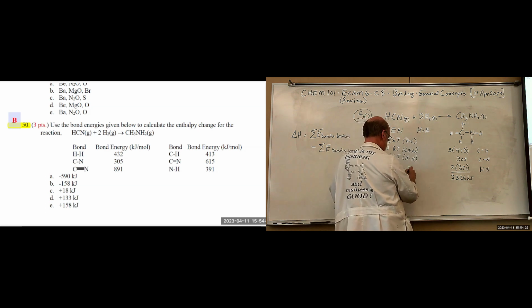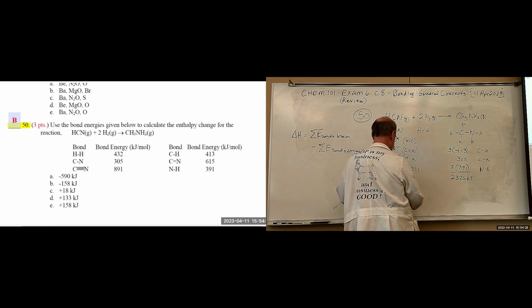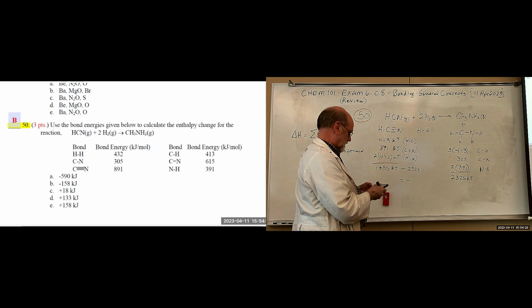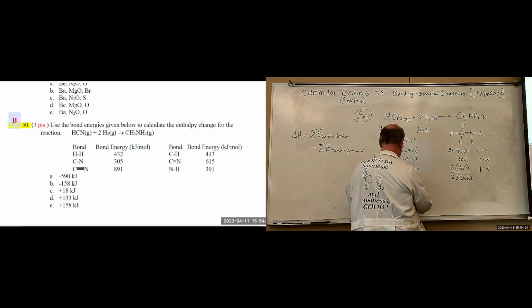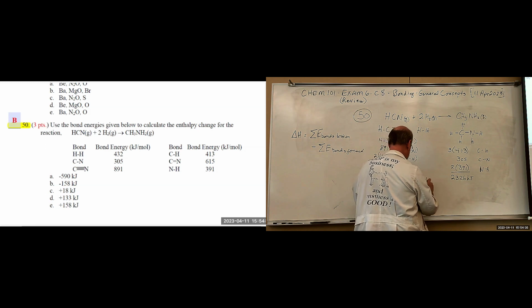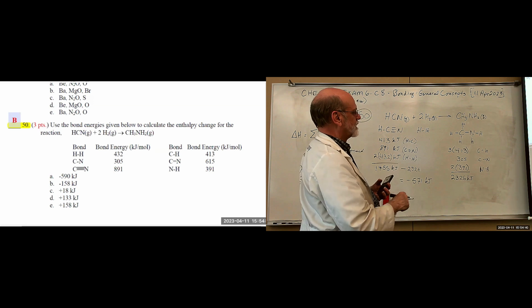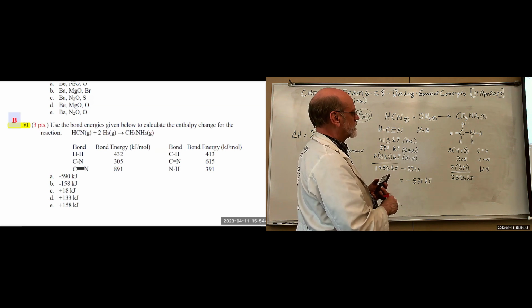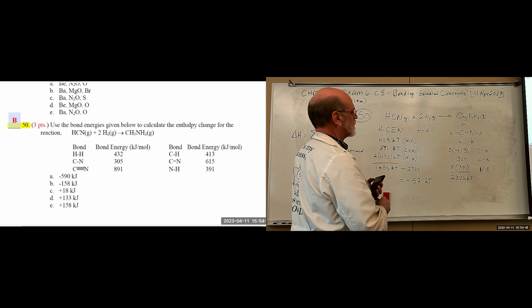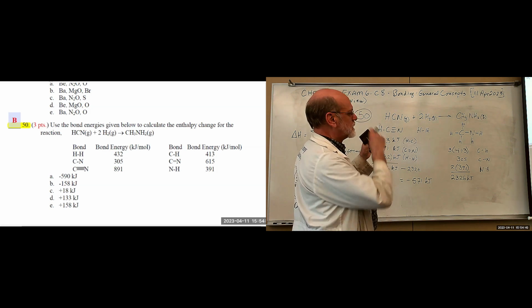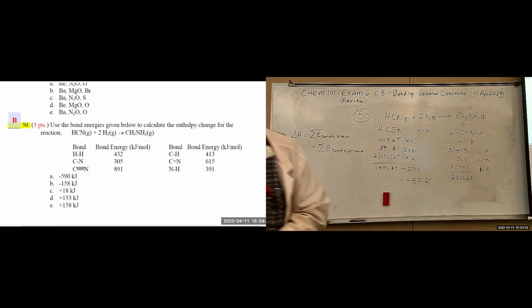So now all we need to do is subtract this one from that one. Minus 2326. And that would be a minus, right? We know this one's bigger than that one. So this is minus 571 kilojoules. Now, why is it not 158? What did I do wrong? Hold on a second. Let me see what I did wrong.